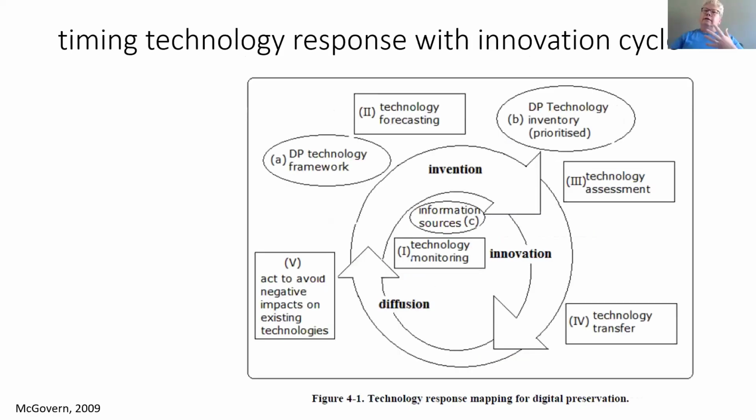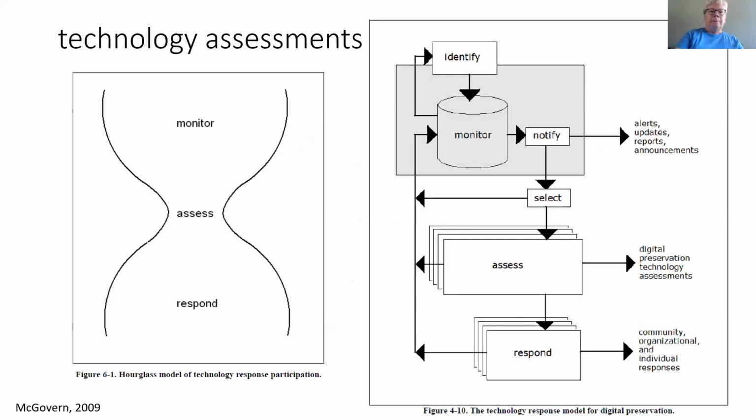This is about how we would time the assessments. When it's invention, you want to be monitoring it so you know it's occurring. Innovation is when you have to start assessing before it goes into diffusion, so that you can be informed about it and helpfully frame how that's going to work. So the technology responses would be at different points in this life cycle. How do you time your response? How do you time when you do an assessment?